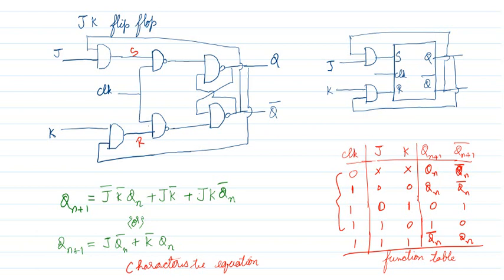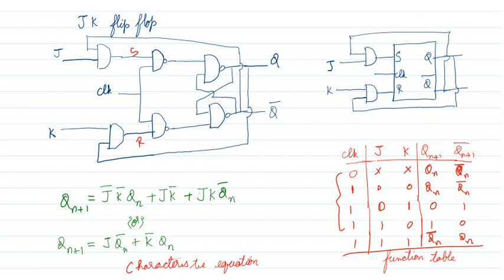Let me say J is 0, K is 0. J is 0 means this term is 0, and K is 0 means K bar is 1. So 1 into Qn, Qn plus 1 is equal to Qn when J is 0, K is 0. Check for the other combination. J is 0, K is 1. J is 0 means this term is 0, and K is 1 means K bar is 0. So 0 plus 0, everything is 0.